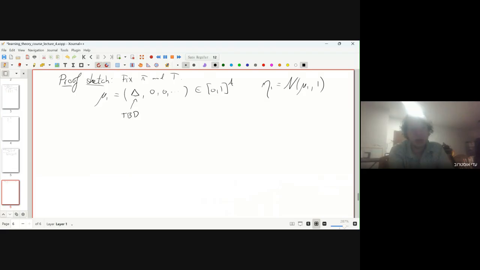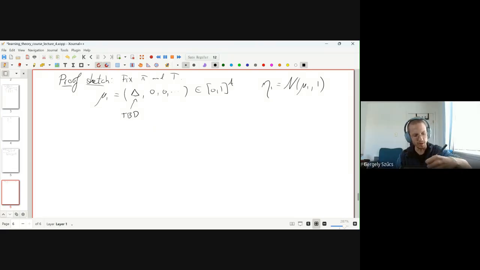All the other means are 0? All the other means are 0, yes. So the 0th arm is going to be the optimal one for this environment with mean delta, and every other arm has mean 0, so they're all equally bad. And this delta we're going to choose later. For now, we just call it delta.